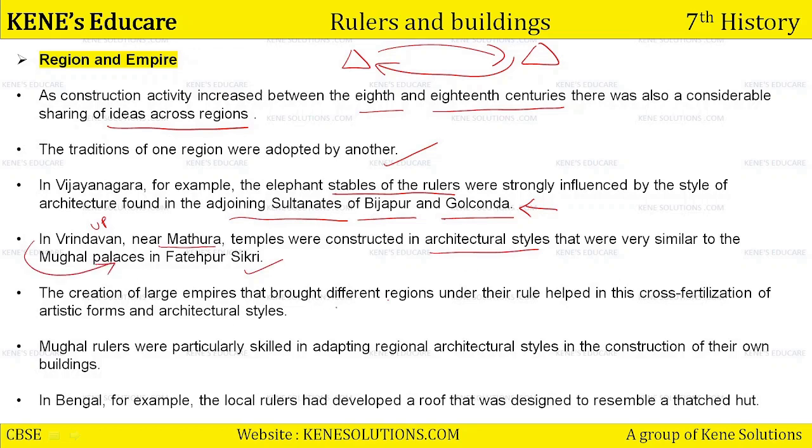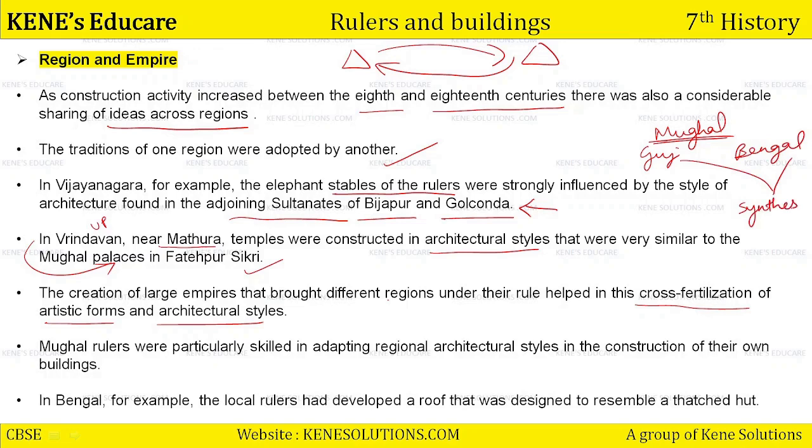The creation of large empires that brought different regions under their rule helped in the cross-fertilization of artistic forms and architectural styles. So basically big empires, for example, let's talk about the Mughal Empire. They had control over the region of Gujarat also, over the region of Bengal also. So they synthesized the ideas of both regions into their architectural style.